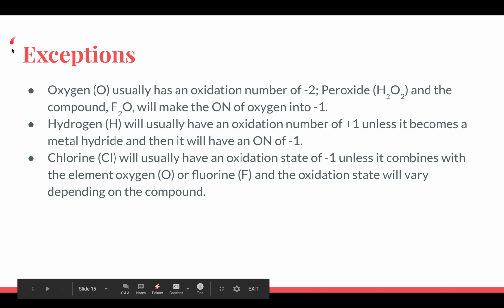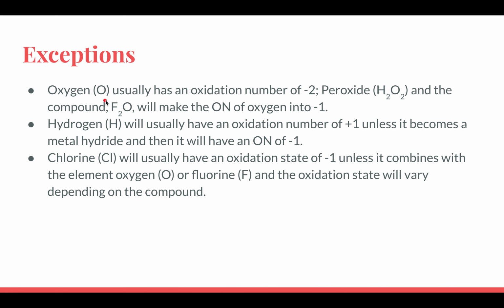There are exceptions in oxidation numbers. Oxygen usually has an oxidation number of -2, except in peroxides, such as H2O2, and the compound F2O, which make the oxidation number of oxygen -1. Hydrogen will usually have an oxidation number of +1 unless it becomes a metal hydride, and then it will have an oxidation number of -1. Chlorine will usually have an oxidation state of -1 unless it combines with the element oxygen or fluorine, and the oxidation state will vary depending on the compound.